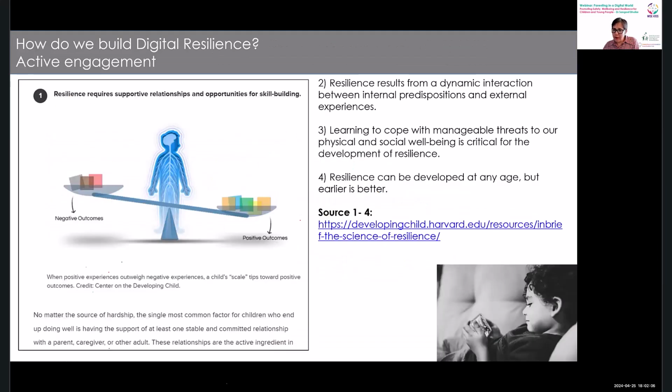Harvard University have got some lovely resources here on building resilience. And I wanted to include this just for you to have a look at when you've got time. But it looks at some key points in that resilience requires supportive relationships and opportunities for skill building. It's so important that children develop the skills.